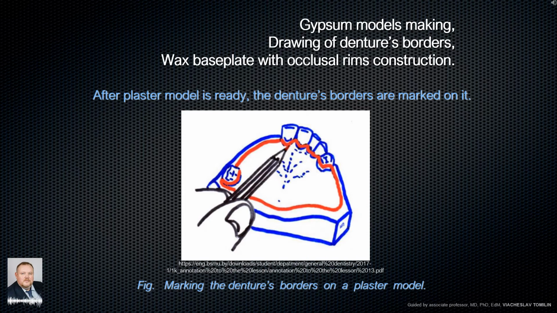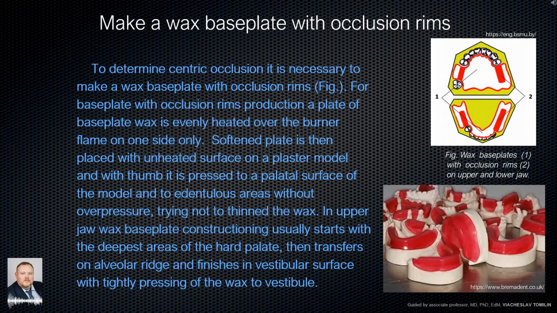After the plaster model is ready, the denture's borders are marked on it. Make a waxed baseplate with occlusion rims. To determine centric occlusion, it is necessary to make a waxed baseplate with occlusion rims. It is shown in the picture.